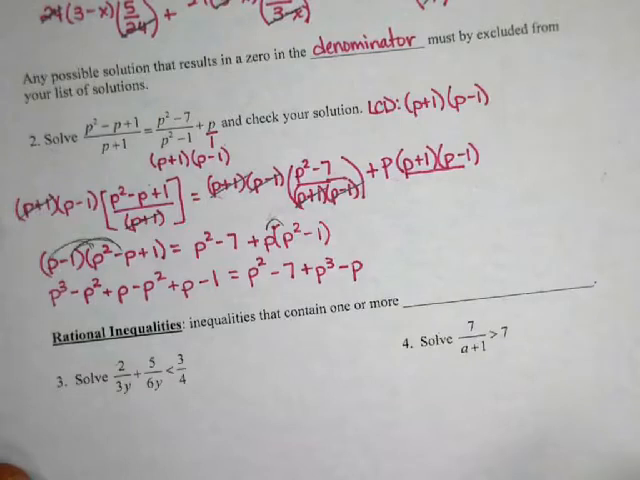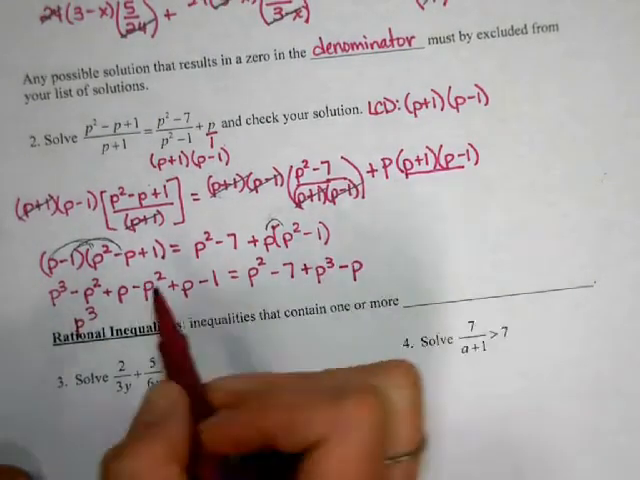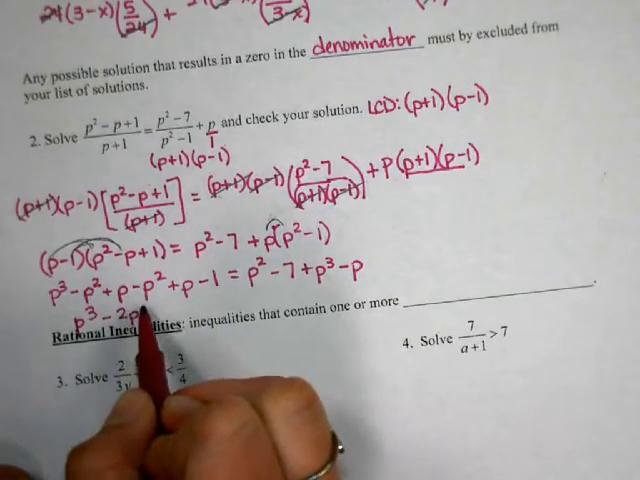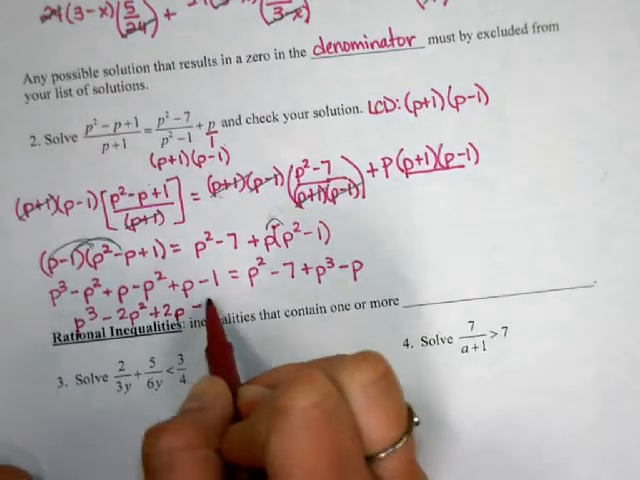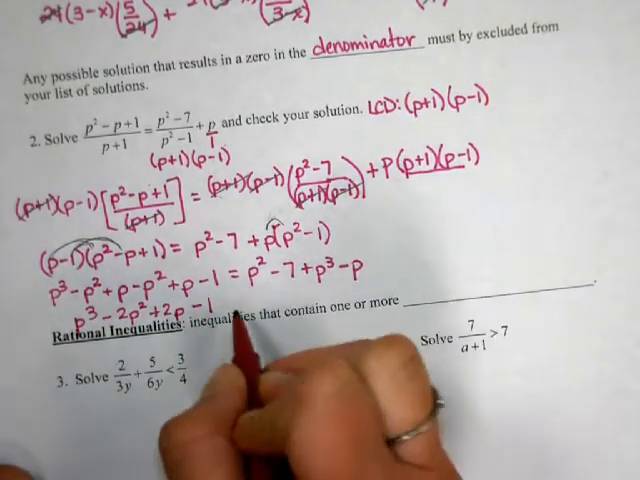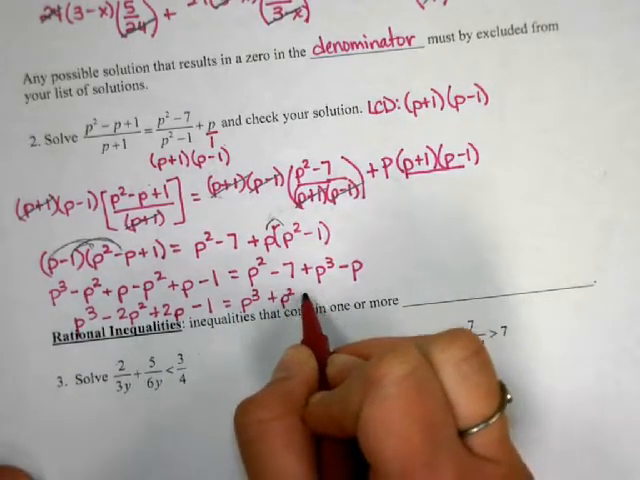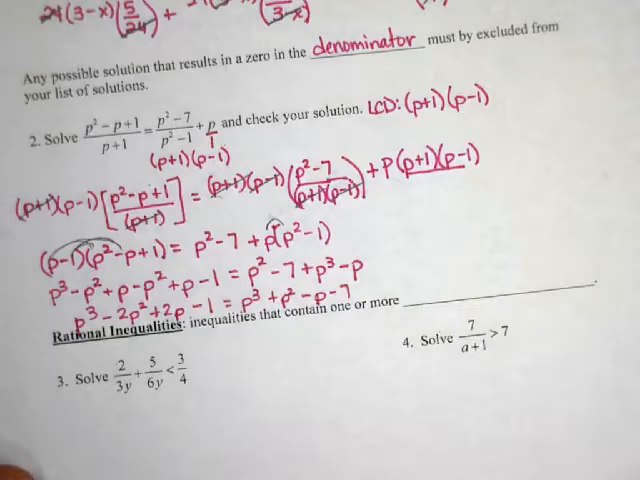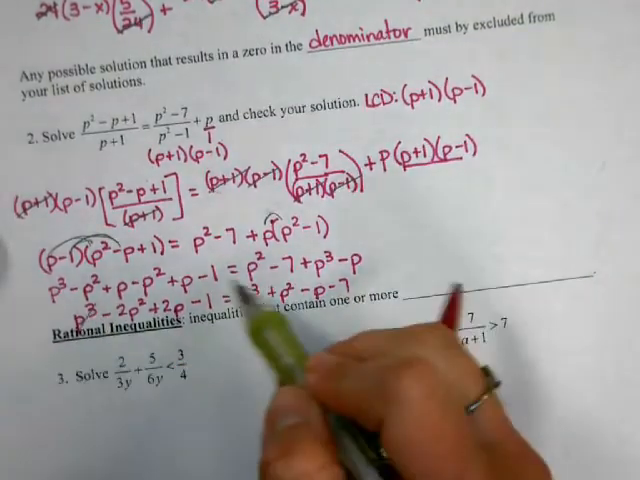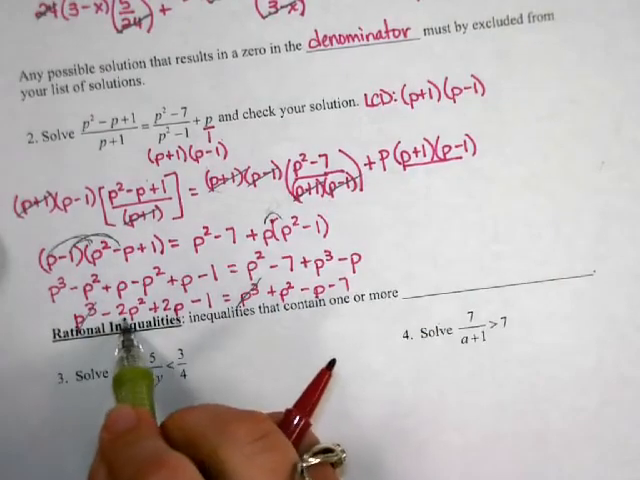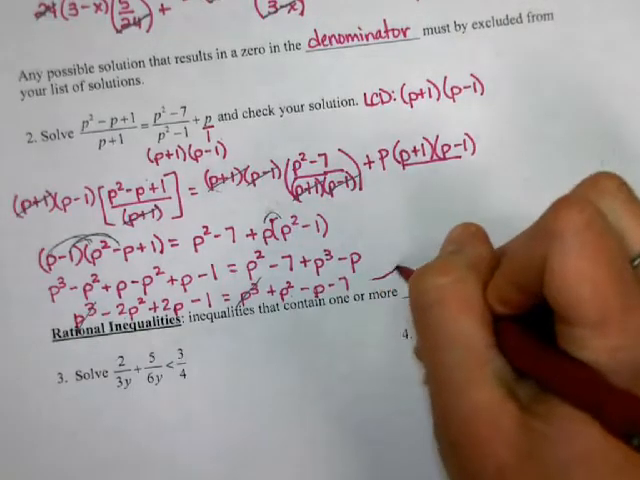It looks like we got a p cubed minus 2p squared plus 2p minus 1. And then I'm just going to rearrange these guys over here. P cubed plus p squared minus p minus 7. Alright, now let's get everything on one side. Notice that I get my p cubes to cancel. This guy's negative, so I'm going to add him over here.